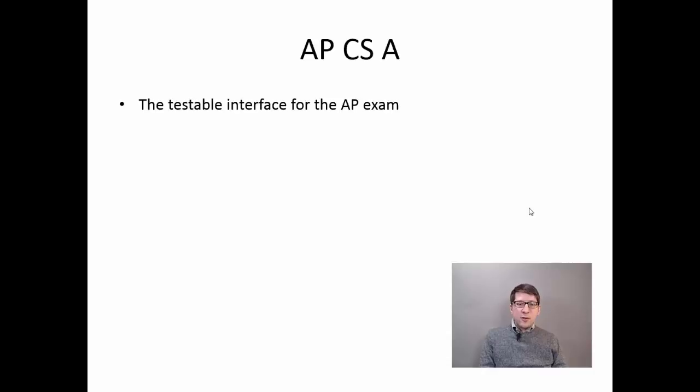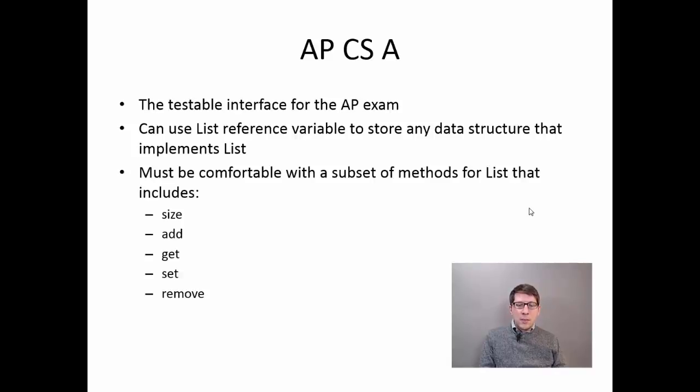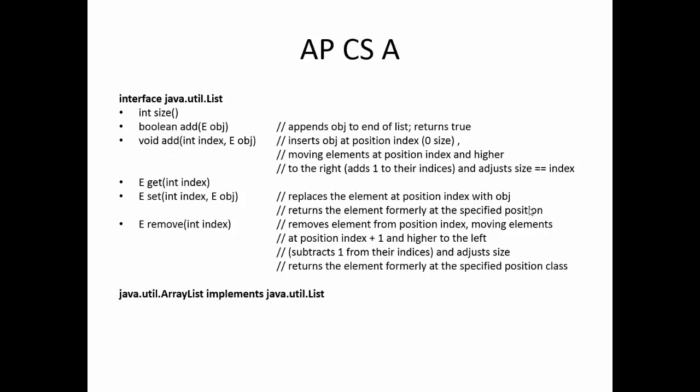As I mentioned earlier, this is the testable interface for the AP exam. What that means is you should know the functions that appear in the API for it, and you should know a little bit about how it's used, like that it can store things that implement the list interface. The methods that you are responsible for include the 5 that show up on your screen now: size, add, get, set, and remove. They're pretty straightforward. There are 2 versions of add, but other than that, I think they're pretty easy to understand.